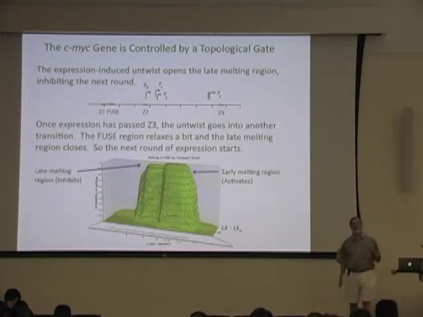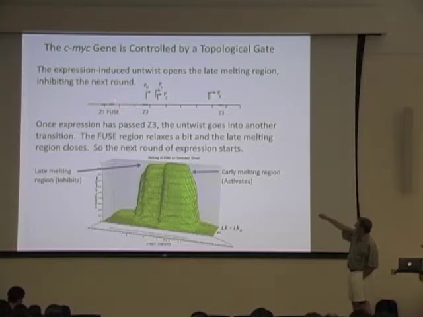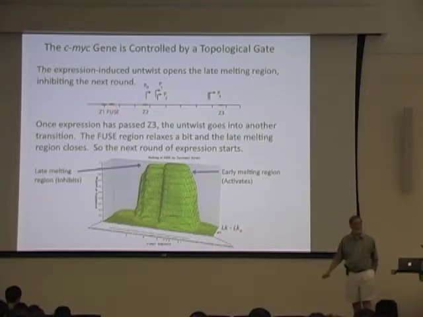So this whole thing is a gate. It's a topological gate, is what it is. So you start a round of transcription, and by the structural transition 1,500 base pairs away, you inhibit the next round of transcription until the last one has gotten past here, far enough so that this guy has fallen back enough so that the next round runs. So once the polymerase gets perhaps up to about here, then the next round happens.